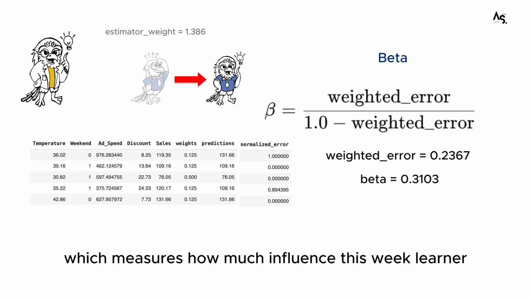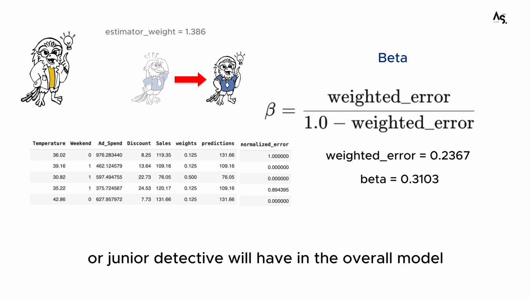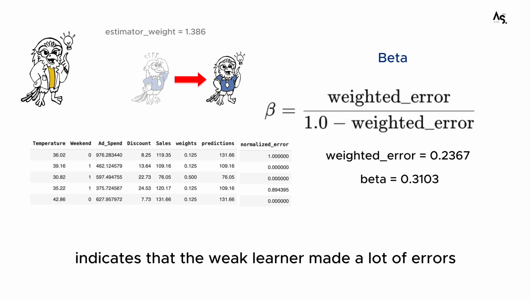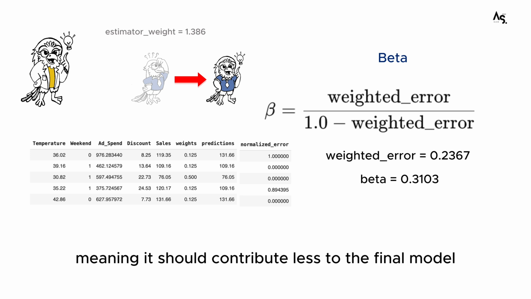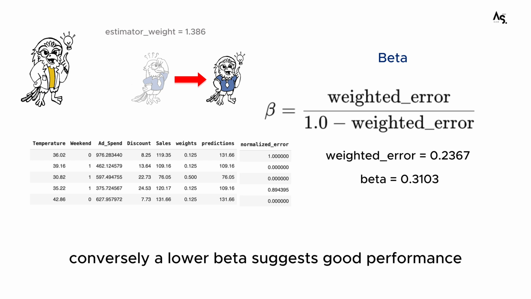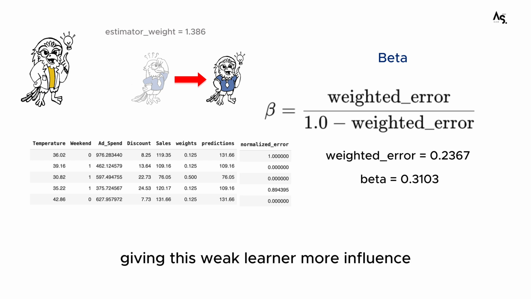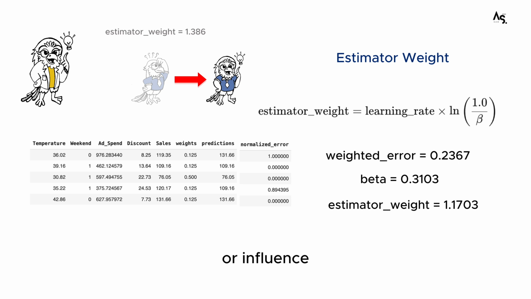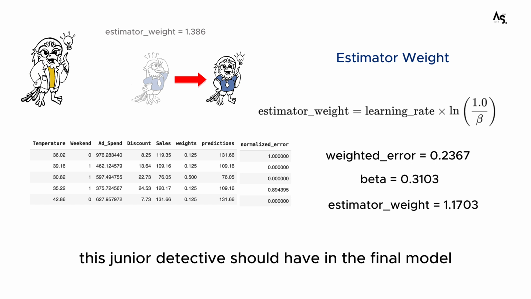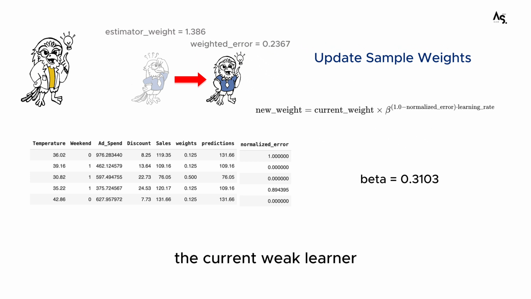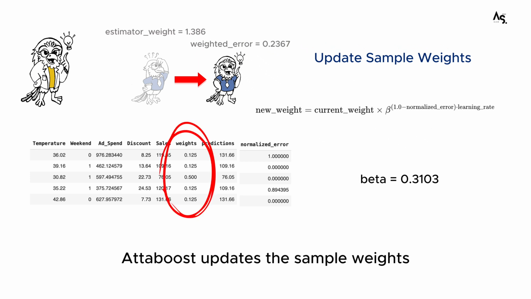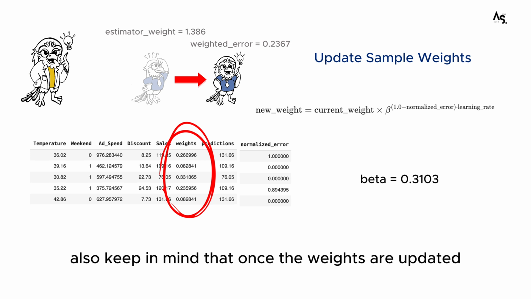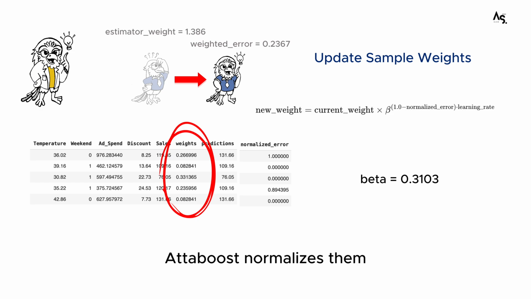which measures how much influence this weak learner, or junior detective, will have in the overall model. A higher beta indicates that the weak learner made a lot of errors, meaning it should contribute less to the final model. Conversely, a lower beta suggests good performance, giving this weak learner more influence. Finally, AdaBoost calculates how much say, or influence, this junior detective should have in the final model. After determining the influence of the current weak learner, AdaBoost updates the sample weights to prepare for the next detective, or weak learner, in line. Also, keep in mind that once the weights are updated, AdaBoost normalizes them.